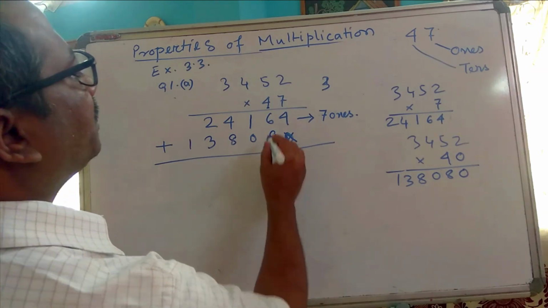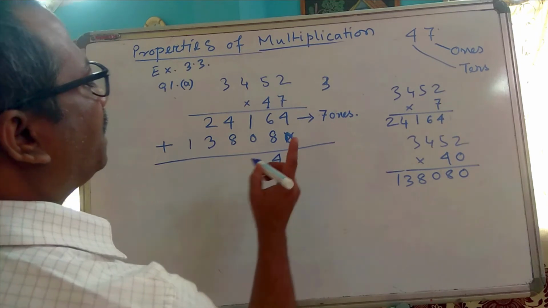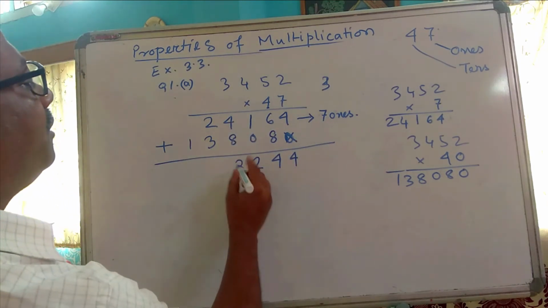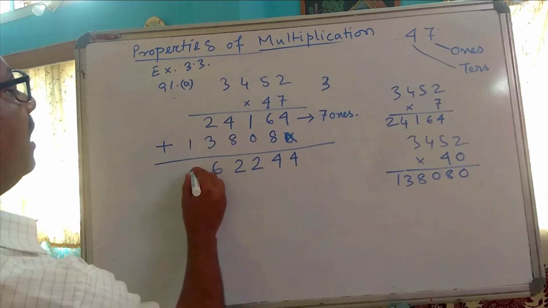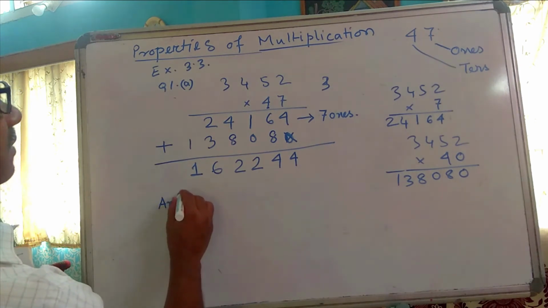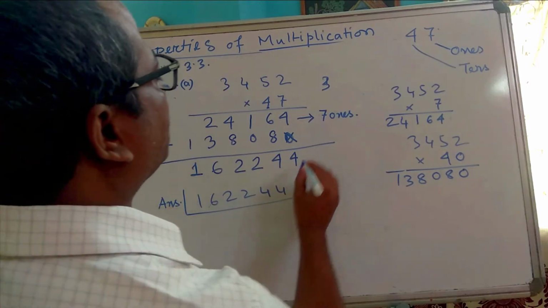4, 8 and a 6, 14, 4, 1 left, 1 and a 1, 2, 8, 4, 12, 1 left, 3 and a 2, 5 and a 1, 6, and 1. This is the answer. 162244 is the answer.